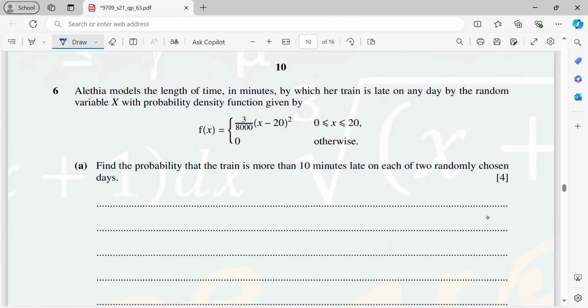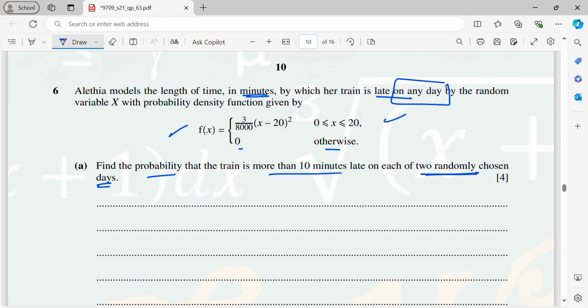Number 6. Alicia models the length of time in minutes by which her train is late on any day by the variable x with probability density function f(x) is this function where the x is from 0 to 20. So all these are in minutes. Otherwise, meaning other x values, the function is 0. Now A, find the probability that the train is more than 10 minutes late on each of 2 randomly chosen days. Okay, this is on any day, one day.